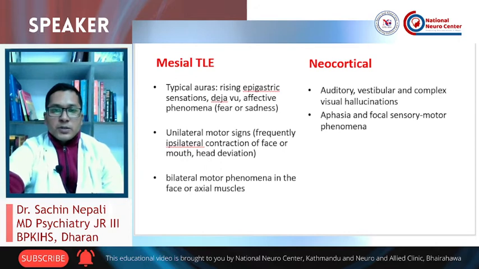What are the cardinal features of the mesial and the neocortical temporal lobe epilepsy? In mesial temporal lobe epilepsy, the features are typical auras like rising epigastric sensation, deja vu, and affective phenomena. There are also unilateral motor signs, frequently ipsilateral contraction of the face or mouth and head deviation, and bilateral motor phenomena in the face or the axial muscles. Likewise, the features of neocortical temporal lobe epilepsy are auditory, vestibular, and complex visual hallucination, aphasia, and focal sensory or motor phenomena.